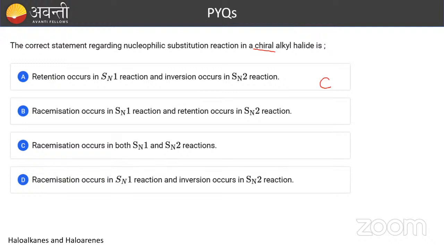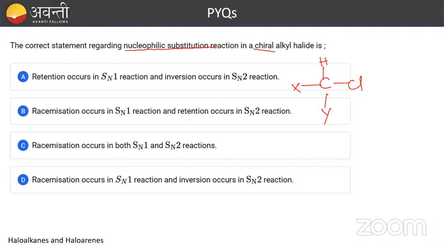Okay, so I have a carbon and let me take the halogen as Cl, and let me take this as hydrogen, and this is some compound or atom X and this is atom Y. Okay, this is a chiral alkyl halide. So if this chiral alkyl halide undergoes nucleophilic substitution reaction, which among the following is correct? They have given the SN1, SN2 reactions in terms of the configuration.